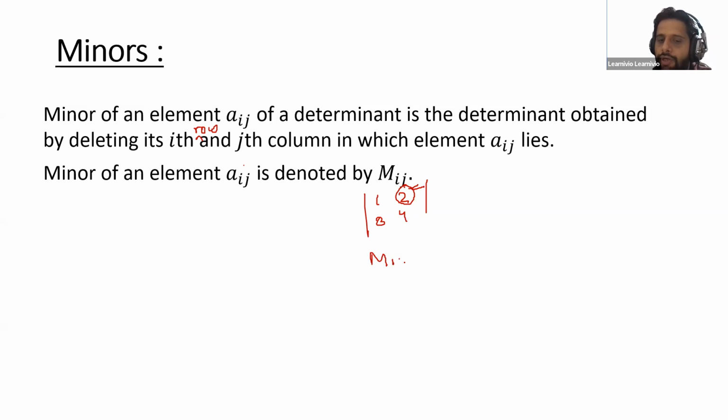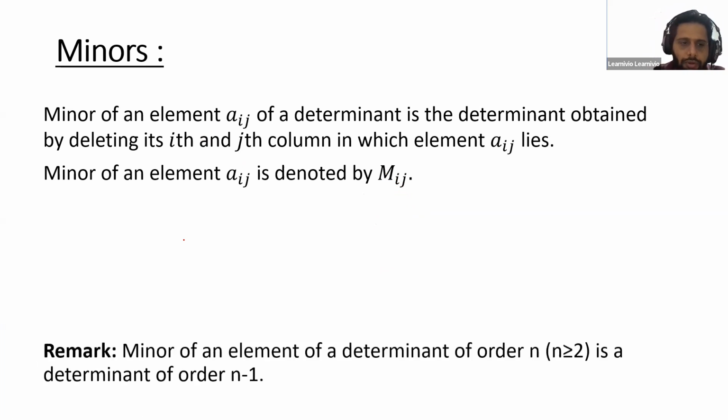First or second column. We will write M12. And what will be the value? Remove this column and this row, you will get this 3. Okay. So minor is denoted by Mij. What is I and J? That denote the row and the column to which that element belong. So I hope this is also clear to everyone, this point. Okay, everyone, please let me know if you have any problem.